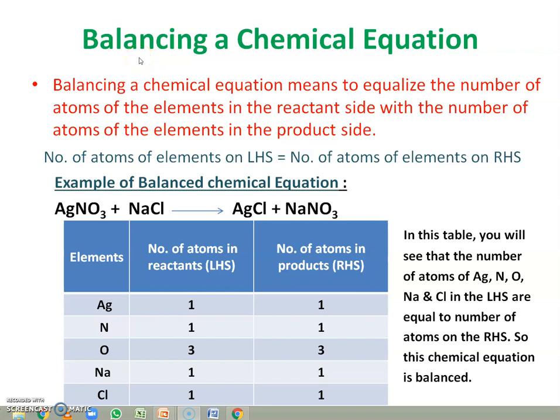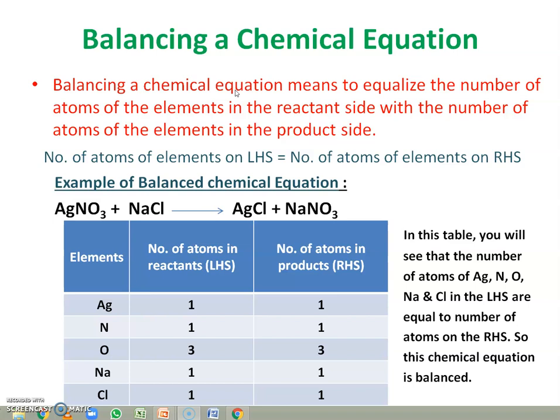Dear students, in this video we will learn how to balance a chemical equation. First of all, we should know what is meant by a balanced chemical equation. Balancing a chemical equation means to equalize the number of atoms of the elements in the reactant side with the number of atoms of the elements in the product side.